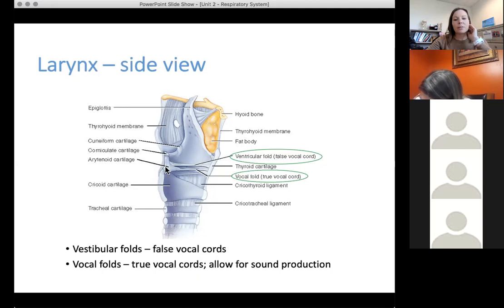Okay. And then the other two, these are really small. These are both, again, paired little pieces of cartilage. And you can see the little pieces right here and right here. They just form the lateral wall. They're up against the lateral wall or the side of the larynx.